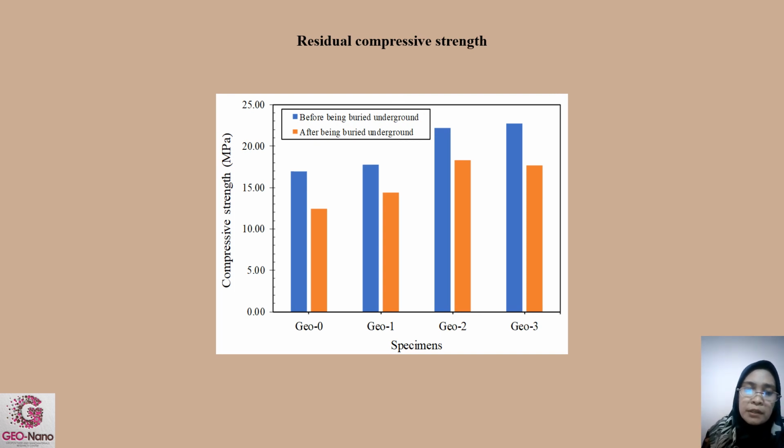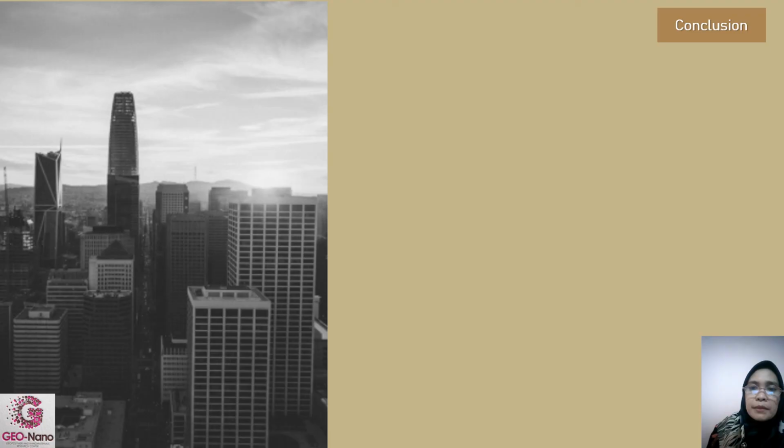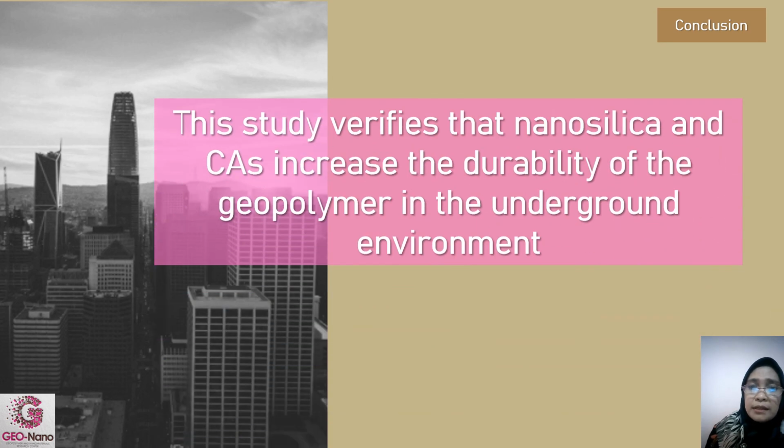From this picture, the addition of 3%, 4%, and 5% of nanosilica and crystalline admixture in fly ash-based geopolymer paste can effectively reduce the attack rate of the underground environment. Based on the study results, this study verifies that nanosilica and crystalline admixture increase the durability of the geopolymer in the underground environment.